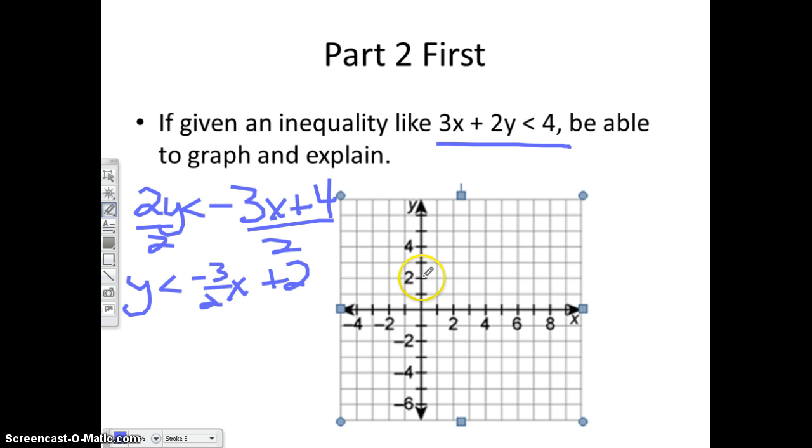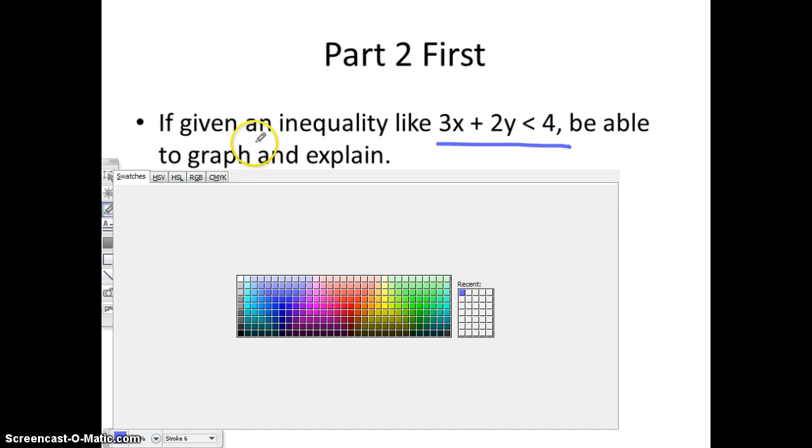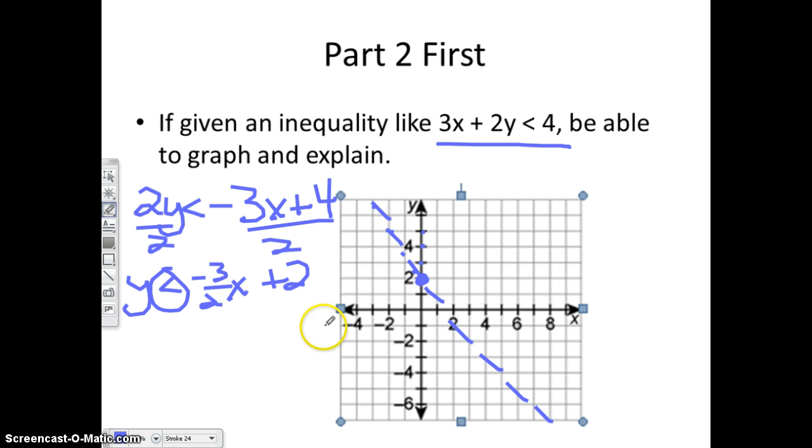All right, we have a y-intercept of 2, a slope of negative 3/2, so 1, 2, 3, up 3 over 2. We're going to have a line something like this. We know we need to have it dotted because it is not equal to that line. Everything up to but not including. Y is less than that line, so I'm going to shade this area down here, and I can do a test point just to make sure that I'm correct.